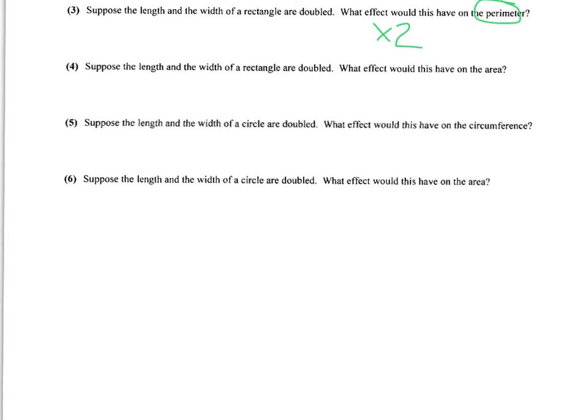Suppose the length and the width of a rectangle are doubled. What effect would this have on the area? Area would be multiplied by 2 squared, so it would be quadrupled, times 4. Suppose the length and width of a circle are doubled. What effect would this have on the circumference? Circumference is just like perimeter, so it's the same amount, times 2.